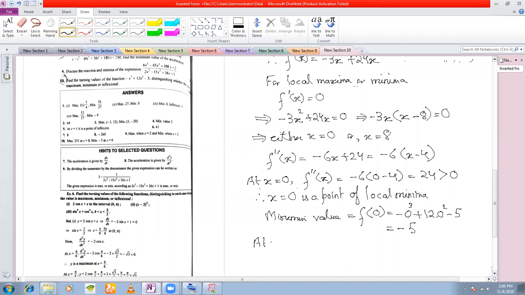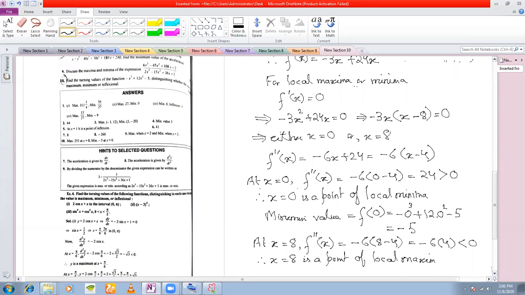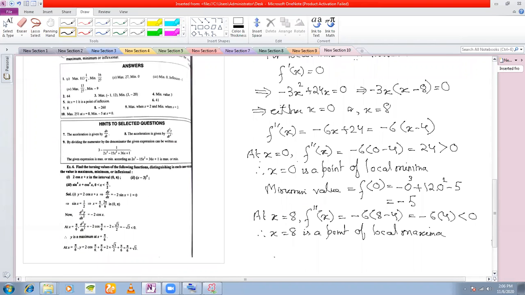At x is equal to 8, f double dash x, put the value here: minus 6 times 8 minus 4. So what are you getting? Minus 6 times a positive number, this is less than 0. So therefore x is equal to 8 is the point of local maxima, since the second derivative is negative.